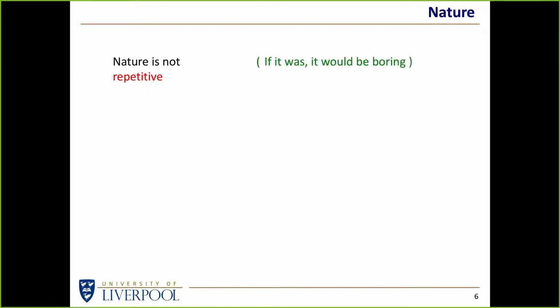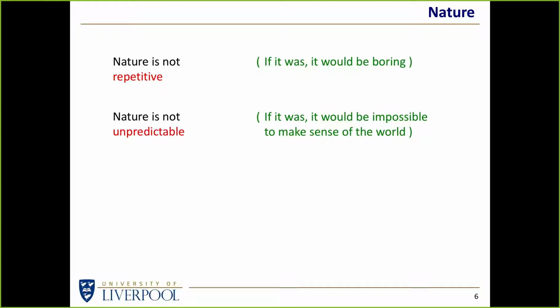Nature is not repetitive. If nature were repetitive, it would be very boring. If the same thing happened day after day, yes, with lockdown it sometimes seems that way, but if absolutely everything just repeated, then of course things would be very boring. And if nature was totally unpredictable, then it would be impossible to make any sense of the world. The reason we can make sense of the world is because we can see certain patterns, not necessarily things repeating, but patterns that allow us to put structure on the way the world works. So nature is not repetitive, it's not unpredictable, it's somewhere in the middle.